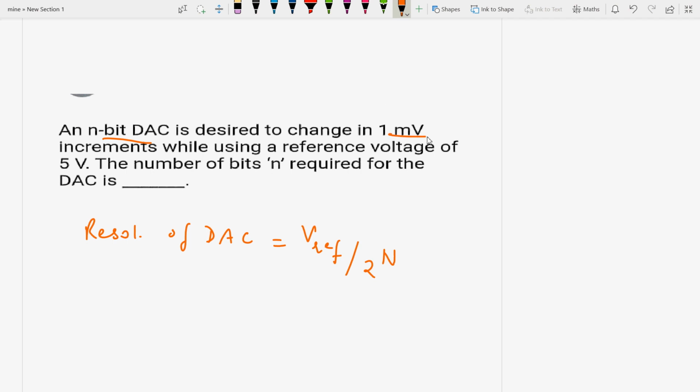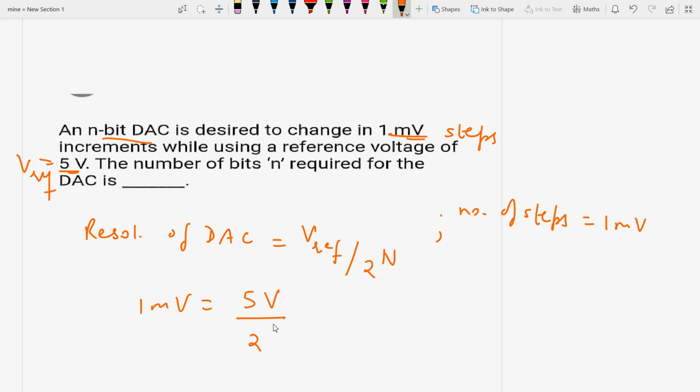It has how many steps? 1 millivolt is the step. That means the step size is 1 millivolt. So you can write here 1 millivolt is equal to reference voltage, which is how much? It is 5 volt. This is your reference voltage. So this is equal to 5 volt by 2 to the power n. Okay, which implies 1 millivolt is equal to, as you can see, 2 to the power n is equal to 5 volt upon 1 millivolt.